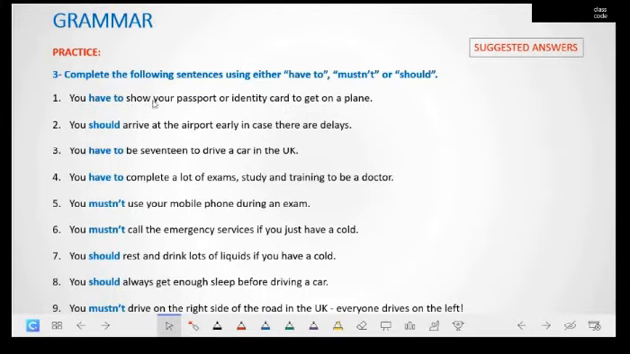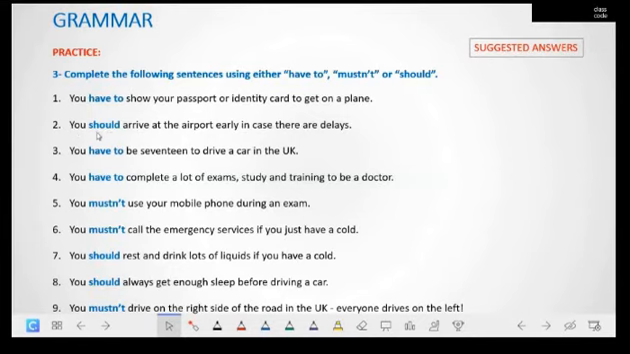I mean, even if we have must, it is acceptable, but we need to use have to because it is from outside. The obligation is from outside.